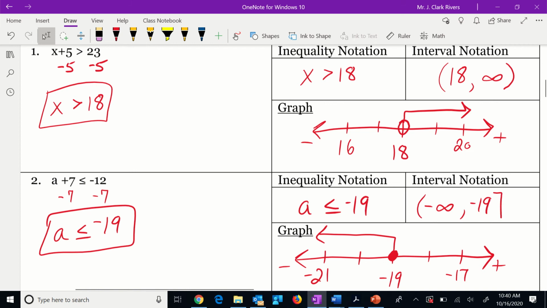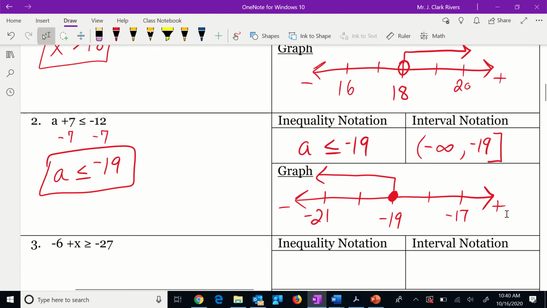So instead of putting parentheses around negative 19 like we did on the previous problem, we're going to put what's called a bracket. All right? This bracket indicates that negative 19 is included in our solution. Compare that to the previous problem where 18 was not included in our solution. When it's not included, when it's open, we get a parenthesis. When it is included, when it's bubbled in, we get a bracket. Okay? Let's try one more together.